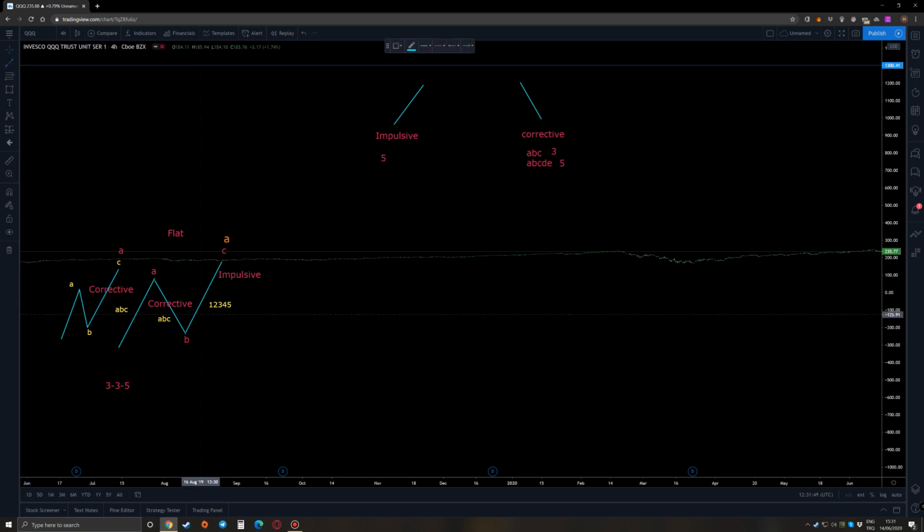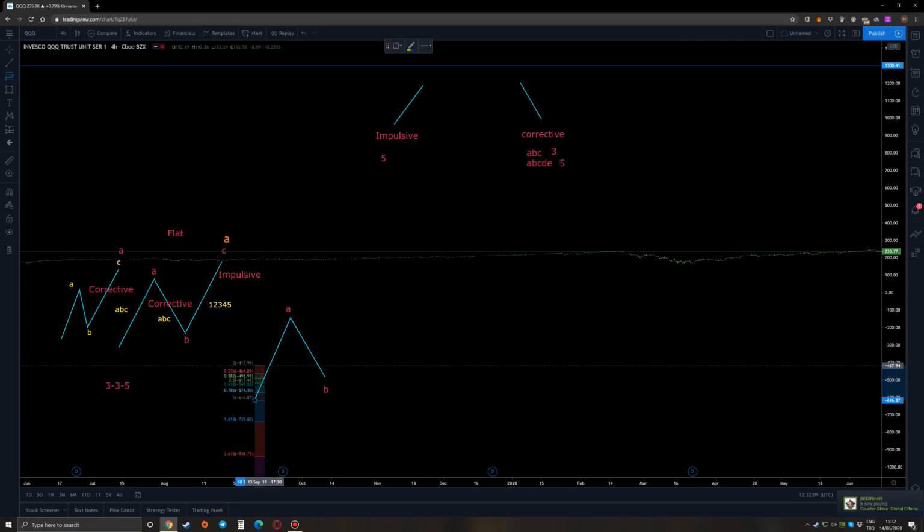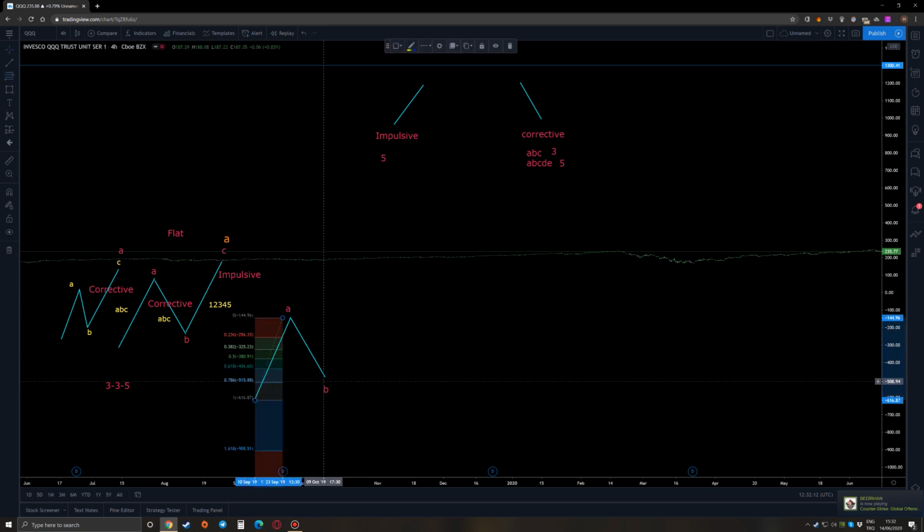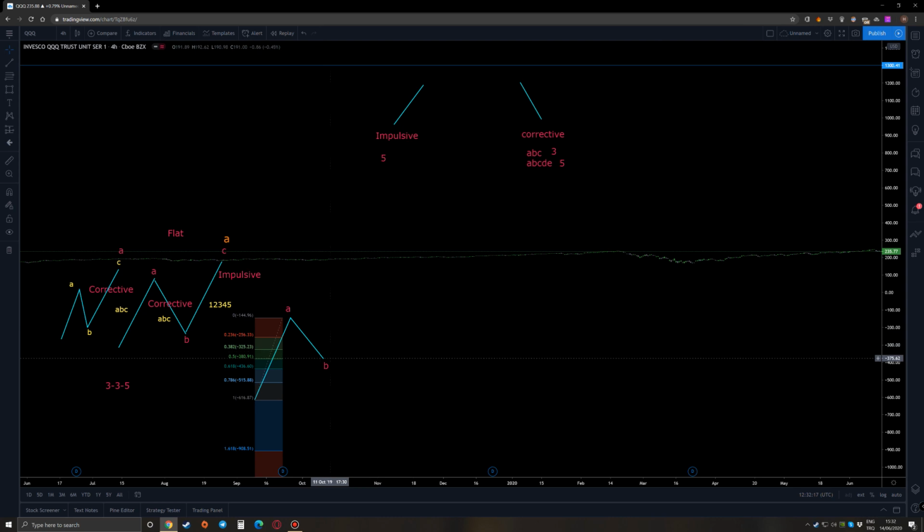Now, this is the most important rule after learning the basics. Now, this wave A, this corrective structure in a flat, and then this B wave comes. B wave of a flat has to retrace this wave A more than 618. So if this B wave ends somewhere here, this cannot be a flat. It has to go more than 618, or exactly 618.